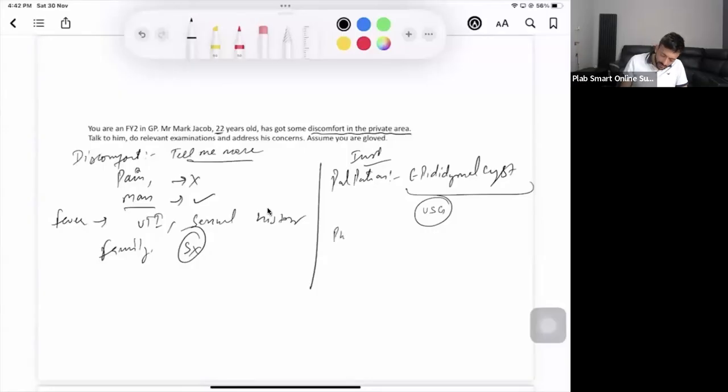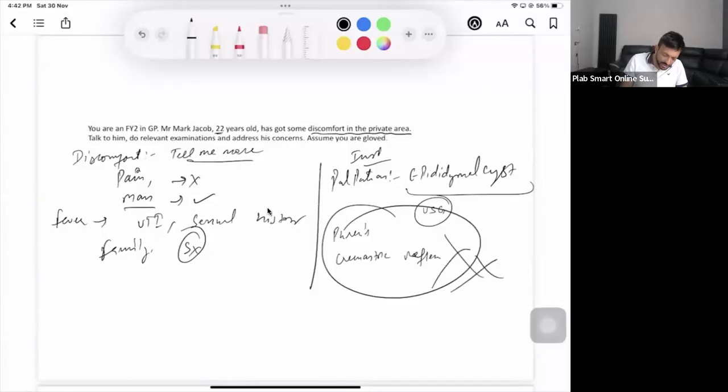Now, are we going to do the special tests here, friends? Cremasteric reflex? Are we going to do these tests or not? The answer is no. There is no pain. So what are you going to achieve with these tests? You don't have to do them, just the inspection and palpation. What you'll be able to find is the epididymal cyst.